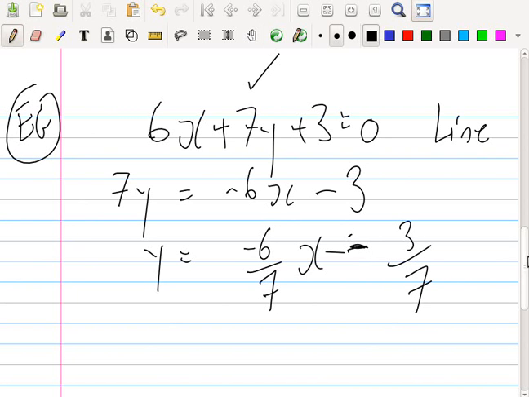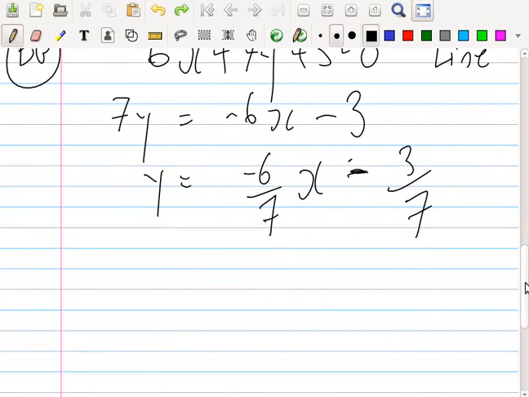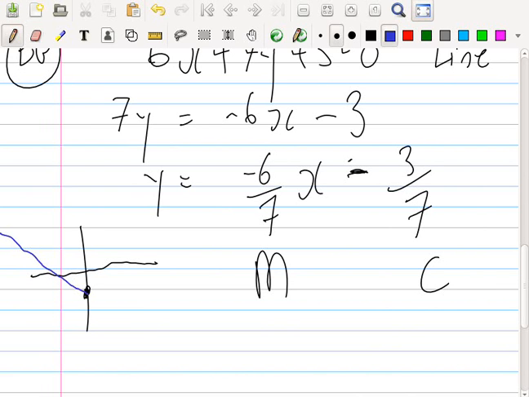Now you can see what the m is, and you can see what the c is. In both cases they're negative. So if I was to draw a very, very rough sketch of this line, definitely going down, and because it's negative 3 over 7, it starts under, and because it's negative 6 over 7, it's sloping down. So this line here would look roughly something like that.